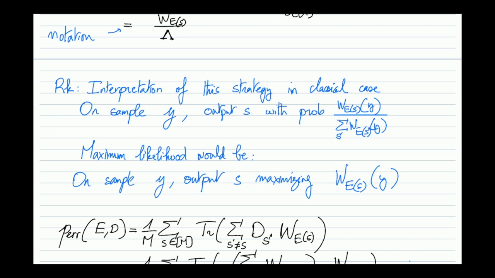The more standard way of discriminating, sometimes called maximum likelihood, is to say that on sample y, instead of outputting s with a probability proportional to the probability that I would see y if the input was s, I instead just output the s that maximizes that probability. This now would be a deterministic strategy. This is usually harder to analyze, whereas this is a bit simpler to analyze, so we'll focus on this.